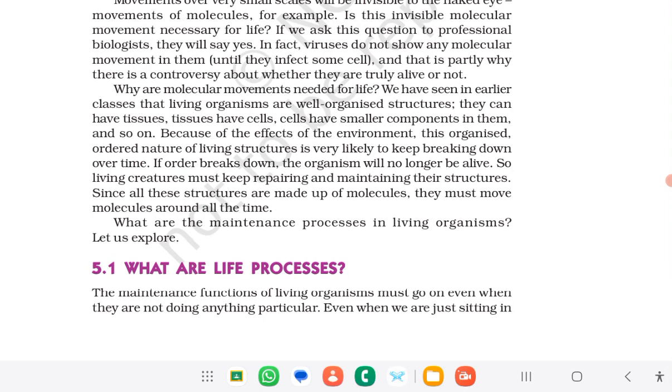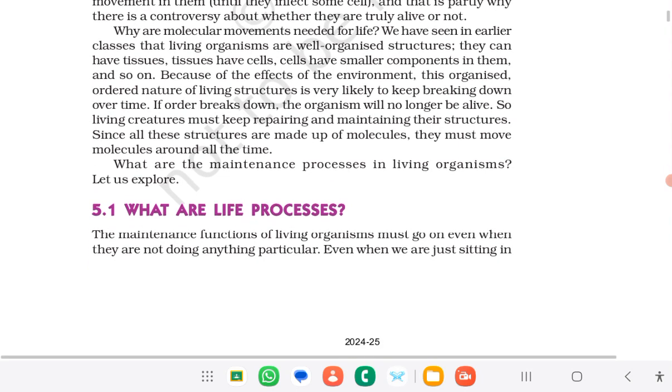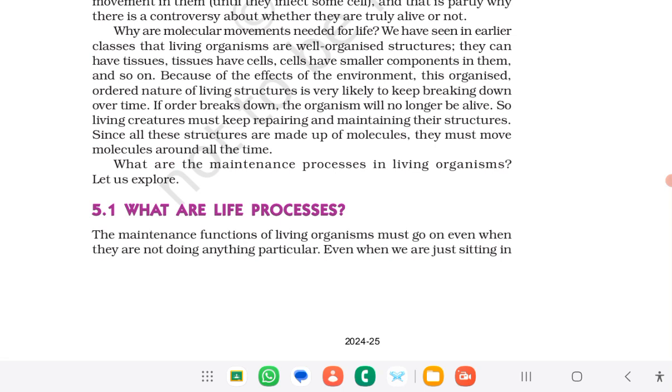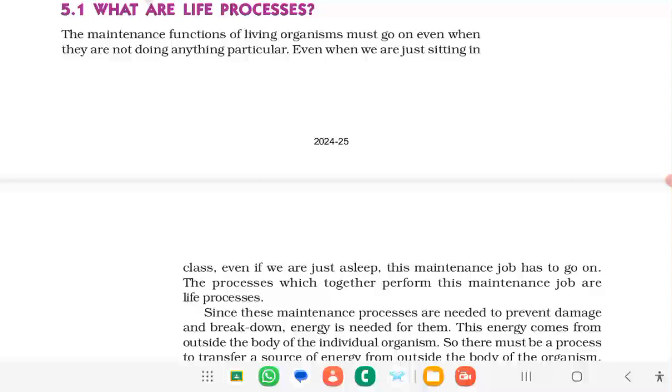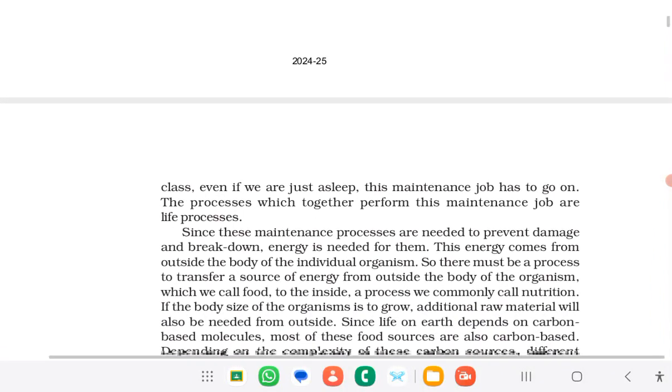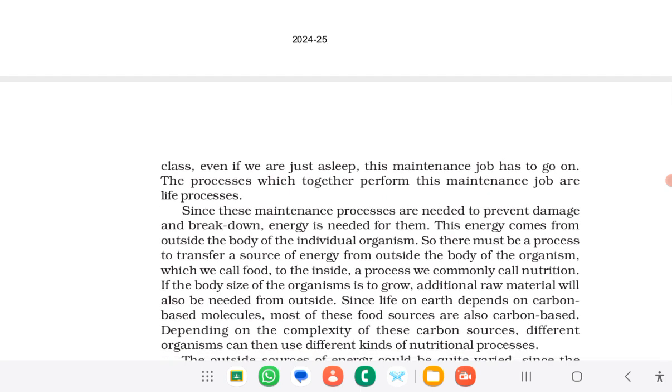What are the maintenance processes in living organisms? Let's explore. What are life processes? The maintenance functions of living organisms must go on even when they are not doing anything particular. Even when we are just sitting in class, even if we are just asleep, this maintenance job has to go on. The processes which together perform this maintenance job are life processes.